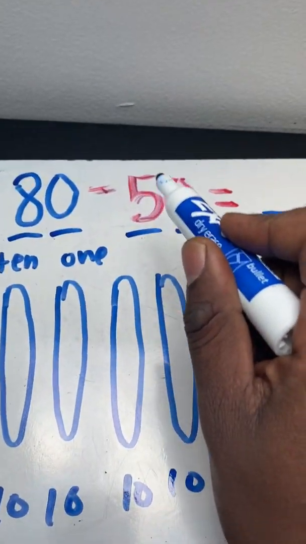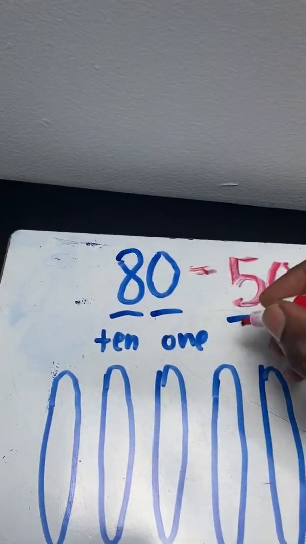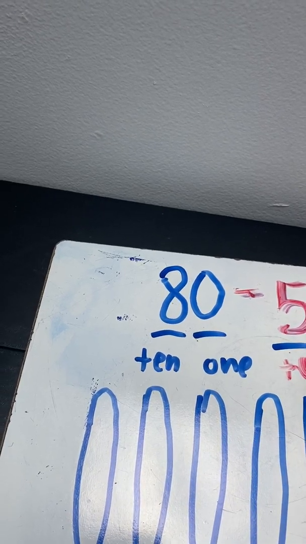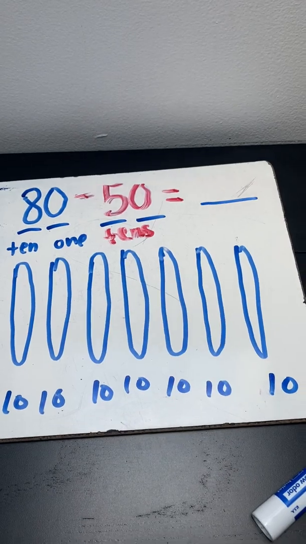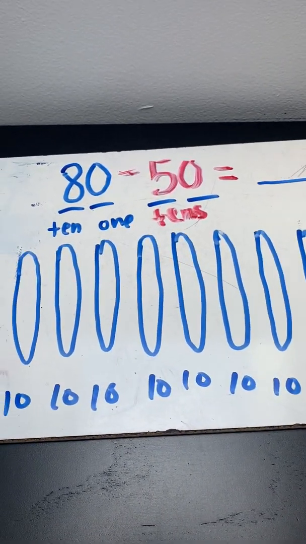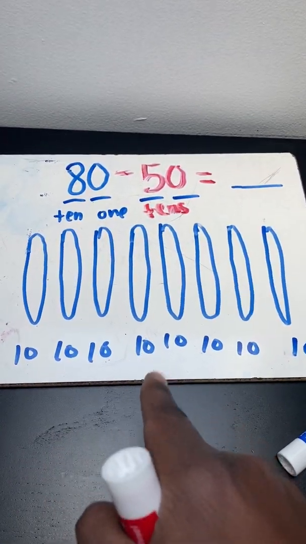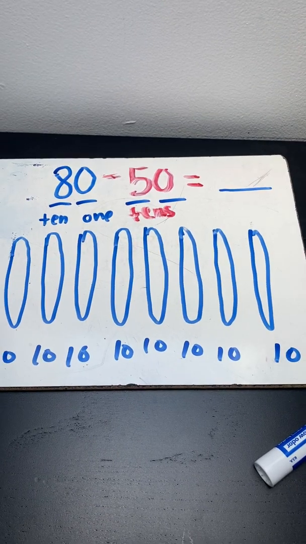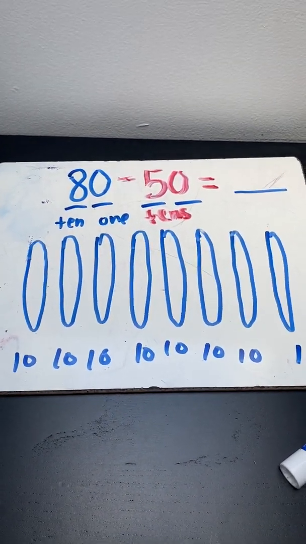And the equation is telling me take away 50, which is 5 tens. All right, 5 tens. So I want to take away 5 tens. Remember, we don't want to add more groups. You don't want to put the subtraction sign and add more groups. You're taking away from this 80 that you have, okay? Do not add more groups. When you're subtracting, you take away from the number that you start with.